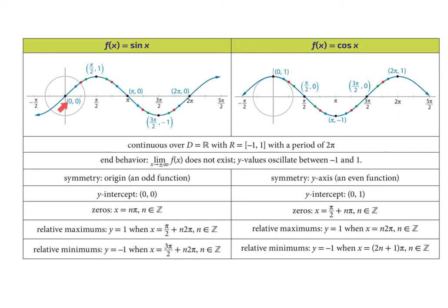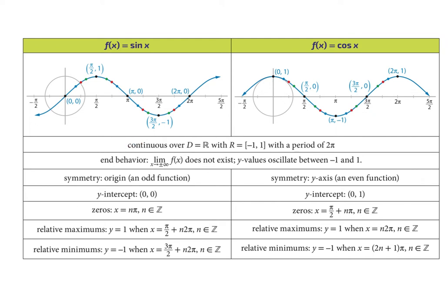If I were to plug in 0 into sine, I would get 0. If I were to plug in pi over 2 into sine, I would get 1. If I were to plug in pi, I would get 0. 3 pi over 2 would give me negative 1, and 2 pi would give me 0. And you see that you create this wave that happens, okay? You create a wave. They give you some information.